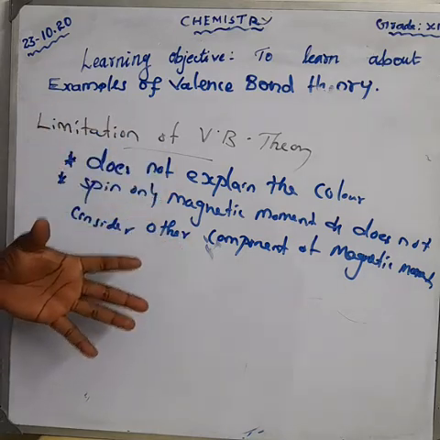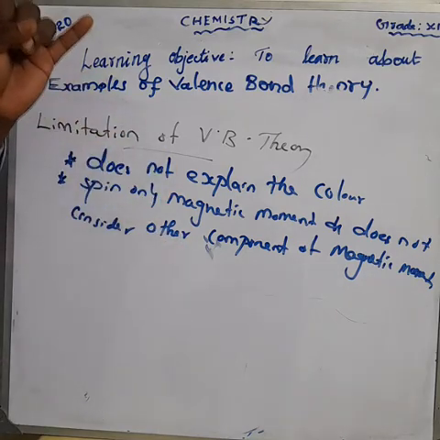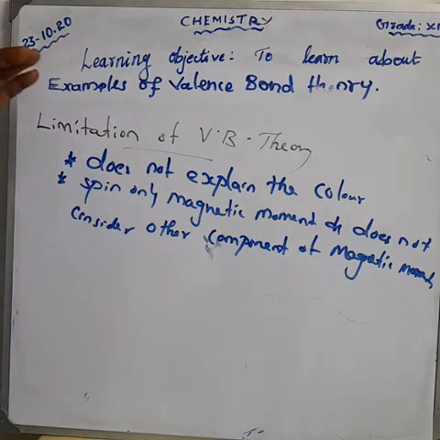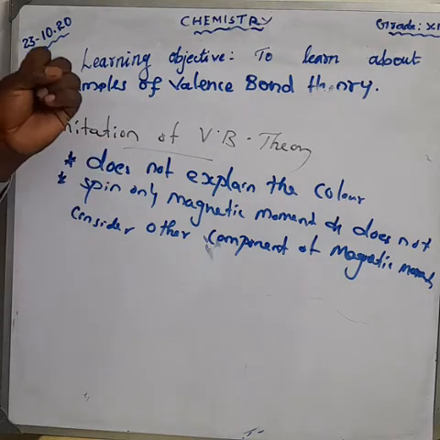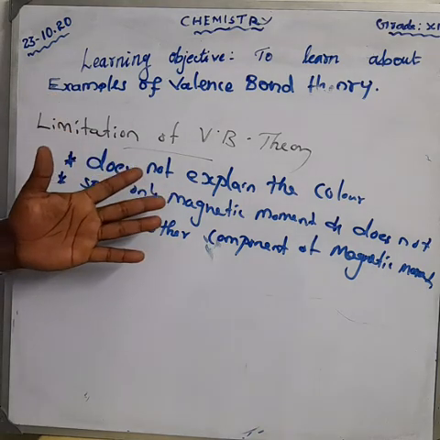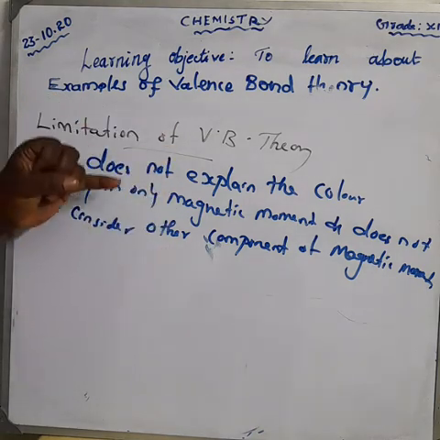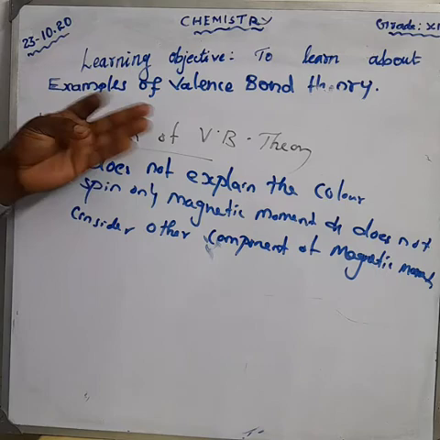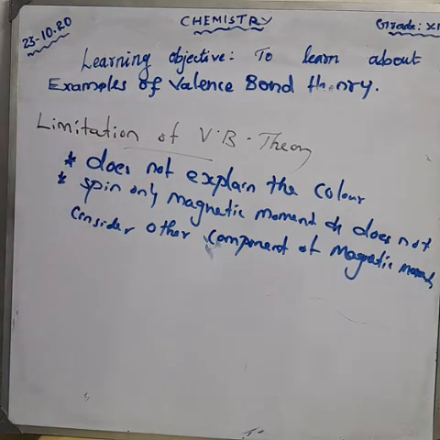For example, one is diamagnetic and another is paramagnetic. Fe(CN)6 minus is diamagnetic, because all electrons are paired. And FeF6 minus is paramagnetic; it has some unpaired electrons, and it is high spin. So there are three limitations.